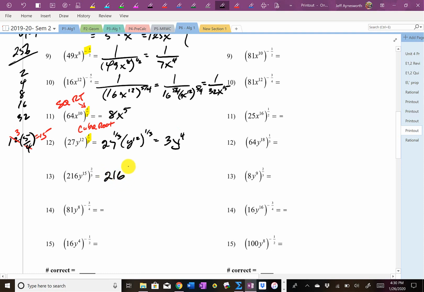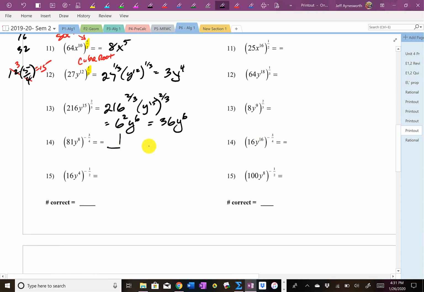Next one, 216 to the 2/3 power times y to the 15th to the 2/3 power. So the cube root of 216 is 6, but you got to square that. And this right here, 15 times 2 is 30, divided by 3 is 10. So this is times y to the 10th. So end result is 36y to the 10th.